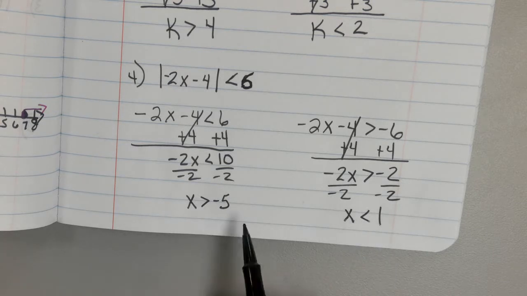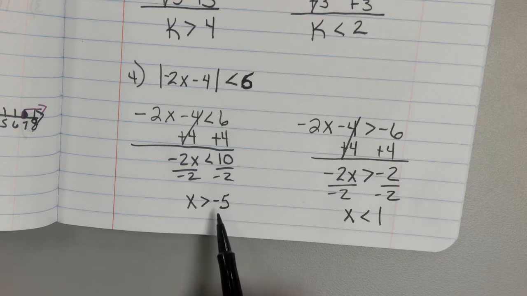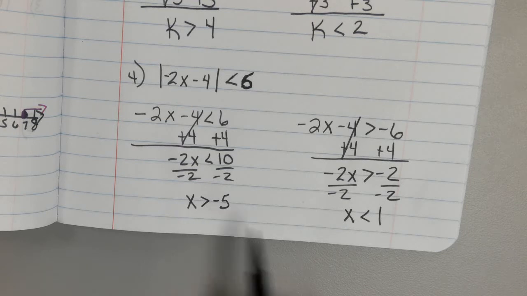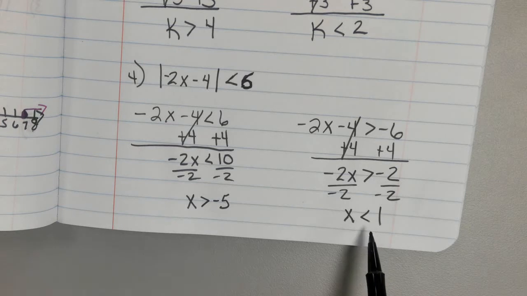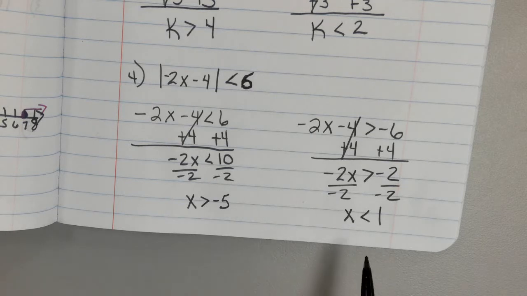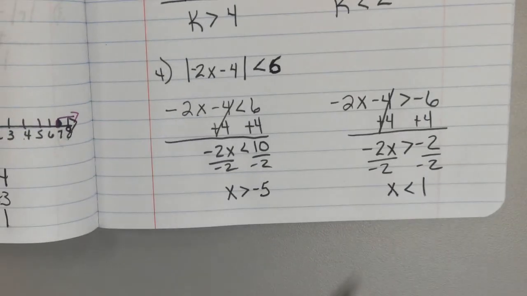So now think about that. What numbers are greater than negative 5? Like negative 4, negative 3, negative 2, negative 1. What numbers are less than 1? 0, negative 1, negative 2. So is this going to be an OR? No, this one would be an AND when we graph it out. So some of these you just have to work through.